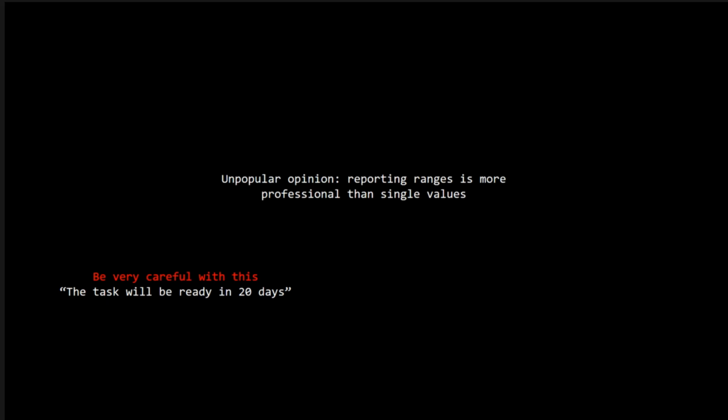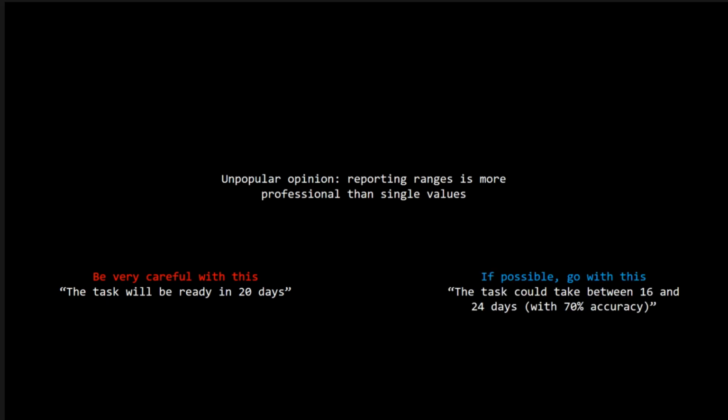PERT will allow you to state ranges of time or cost that will be closer to reality than a fixed number. "The task could take between 16 and 24 days" communicates inherent risk, but gives enough certainty to plan and evaluate consciously what would mean a worst-case scenario and a best-case scenario. And that is the professionally mature conversation you want to bring about your project.